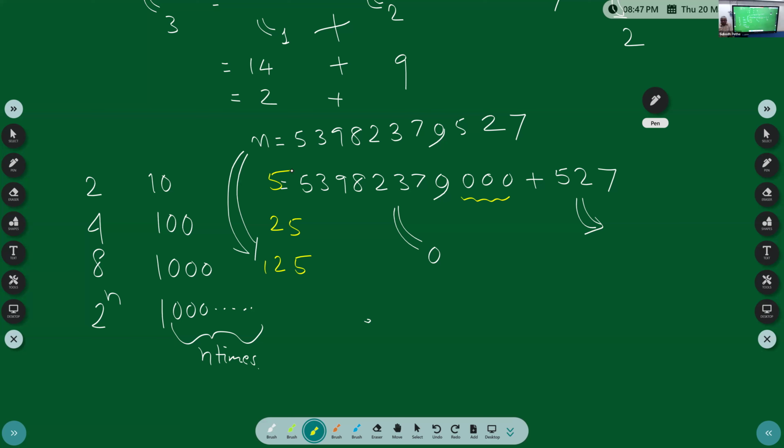Therefore, we have a set of divisibility tests for nth power of 5. And the divisibility tests are going to be complete: the number and the last 2 digits of the number leave the same remainder when divided by 25.